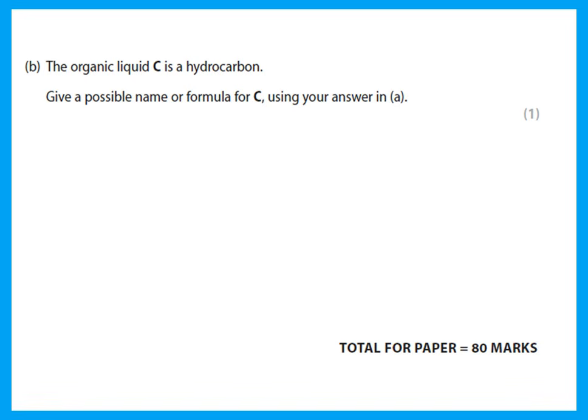Then he says the organic liquid C is a hydrocarbon. Give a possible name or formula for C. We said it's a hydrocarbon, that means it has carbon and hydrogen. I want the total Mr to be 86. So what could possibly be? There could be more than one possible answer. You just want it to be something that has carbon and hydrogen, and the Mr is 86. So one possible answer would be hexane, because hexane is C6H14. If you calculate the Mr of C6H14, it is 86.